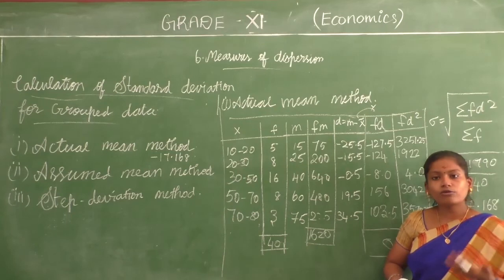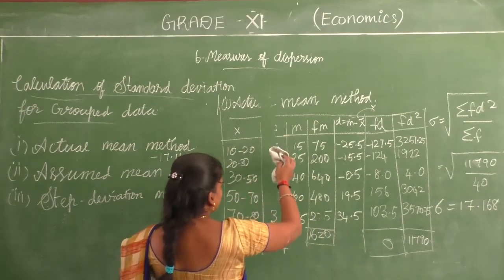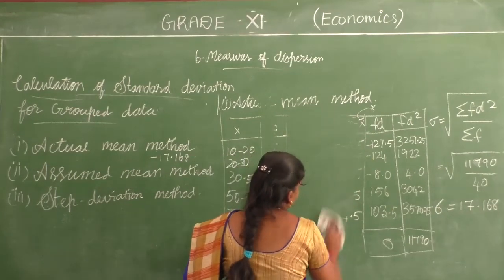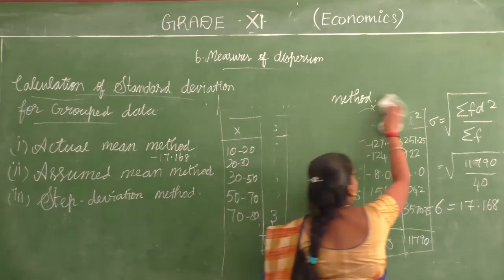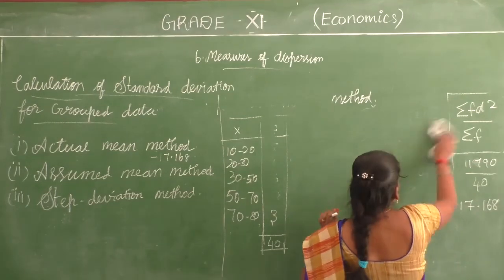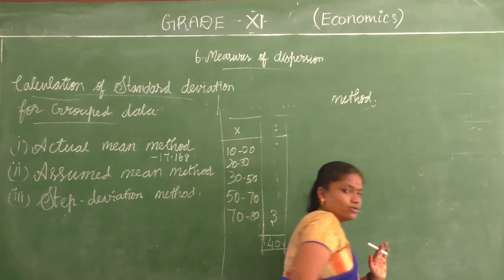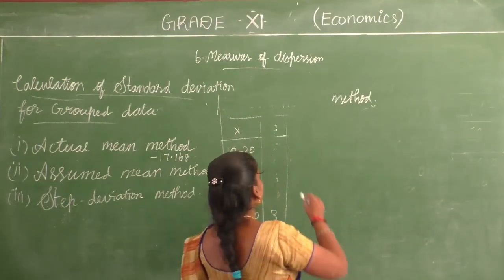Now we are going to move on to the assumed mean method. Let me keep these two as they are, because they are going to be the same for me. You have to redo it. Assumed mean, what will you do? You will take an assumed mean. You don't calculate the arithmetic mean here.